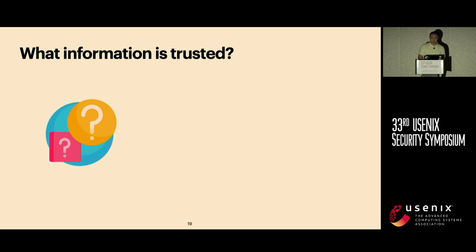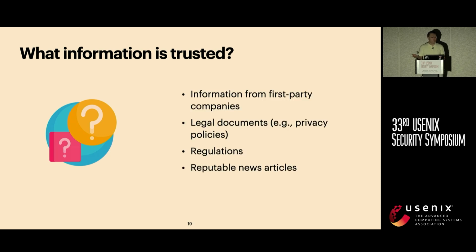So in terms of what information is trusted, we saw a couple types of information. For example, information from first-party companies. They know the data practices. It's the official way, and then again through legal documents like privacy policies. Regulations is another type of information that's trusted, also reputable news articles. And then I want to draw the attention again to the two things I highlighted on the slide. One is about privacy policies. Again, that has been brought up by many participants as a way they can utilize to understand data privacy information. And the other thing I highlighted on the slide is the information from first-party companies. So they consider that as information that's trusted.